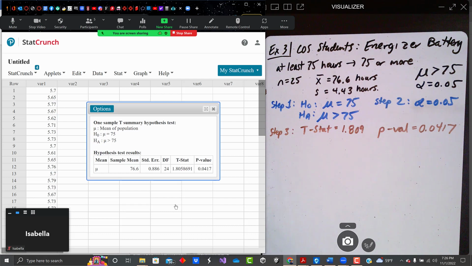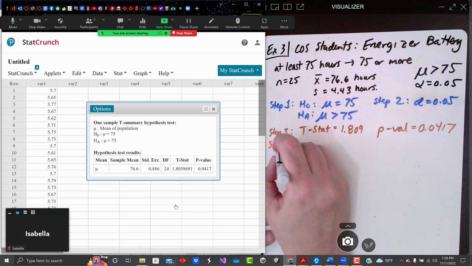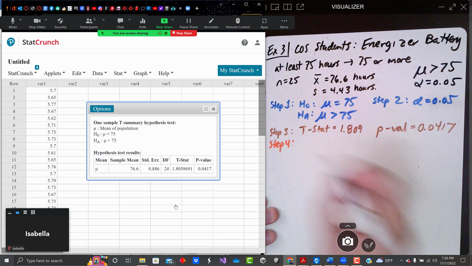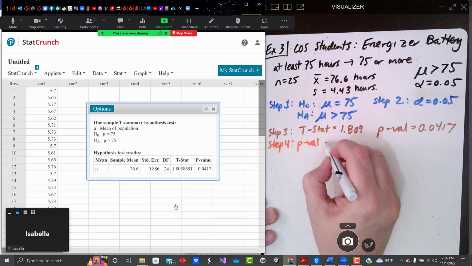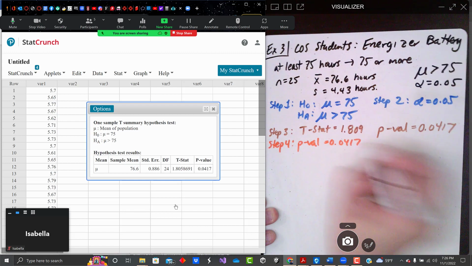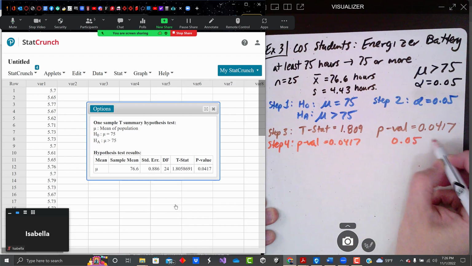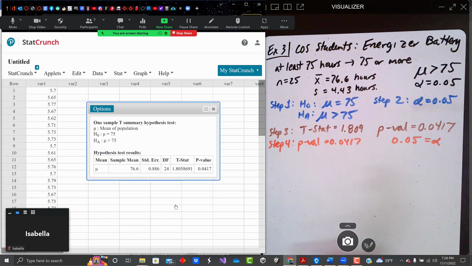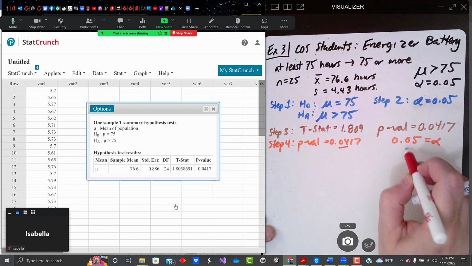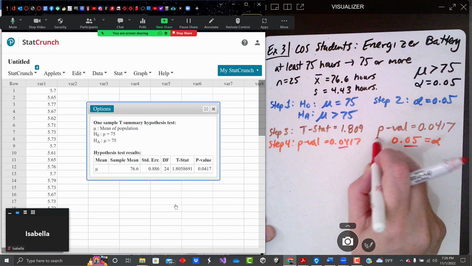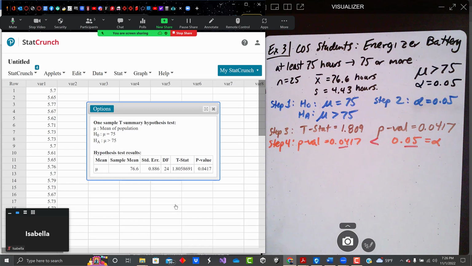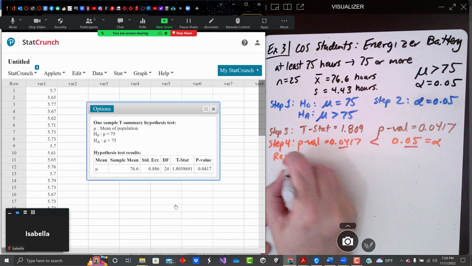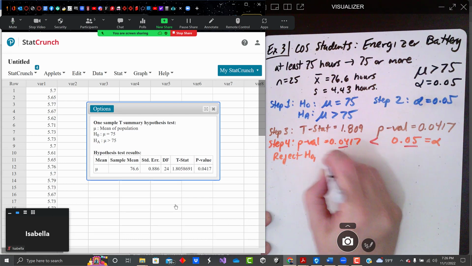All right, step 4. Step 4 is to do some analysis. We're going to compare the p-value, which is 0.0417, with alpha, which is 0.05. If I look at the first two digits, 0.4 is less than 0.5. So the p-value is less than alpha. The p-value is too low. We reject the H0, and we support HA.